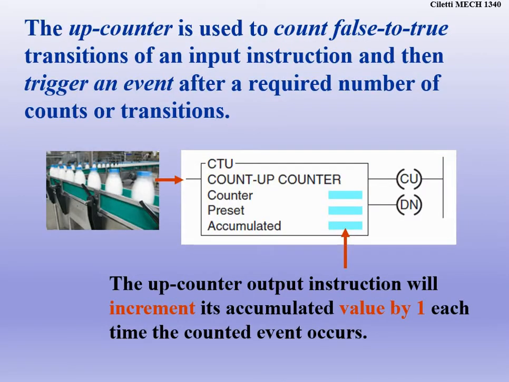Okay, getting into the up counter a little bit more. So this is the block form here. In the block form, we have the count up and the opposite value, the done bit. And then we have the counter tag number and the preset value, what we're counting to, and what we've accumulated so far.